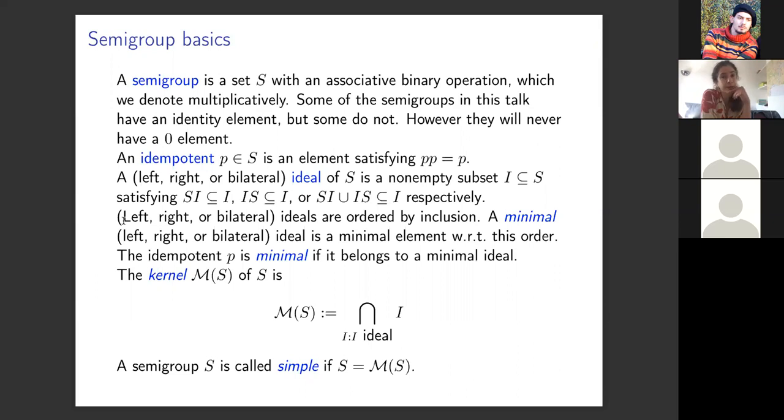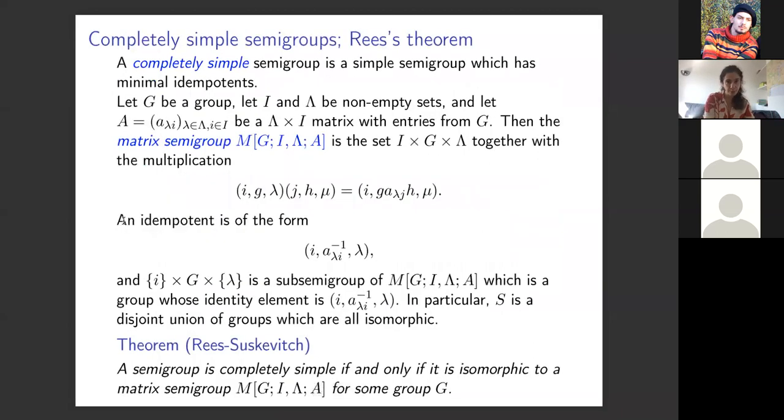And an idempotent is minimal if it lives in a minimal ideal. Now the kernel of a semigroup is the intersection of all bilateral ideals. It might not exist because the intersection might be empty, but if it's non-empty, that's called the kernel. And a semigroup is simple if it equals its kernel. So that's what a simple semigroup is. And now I can ask for something else: a completely simple semigroup is a semigroup which is simple, but which also has minimal idempotents.